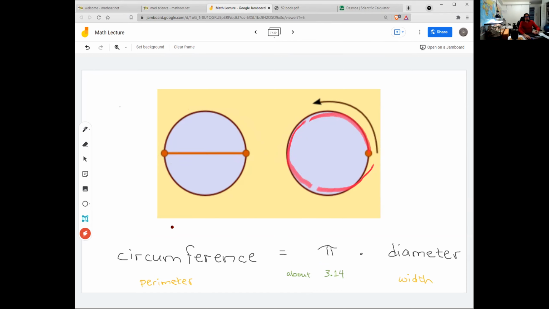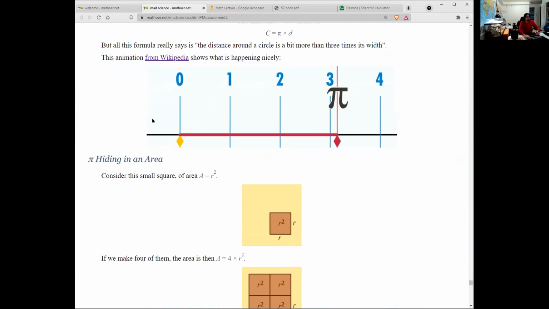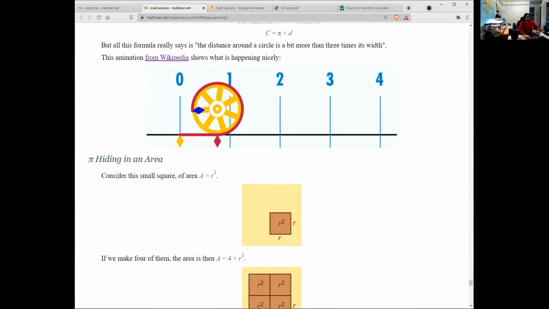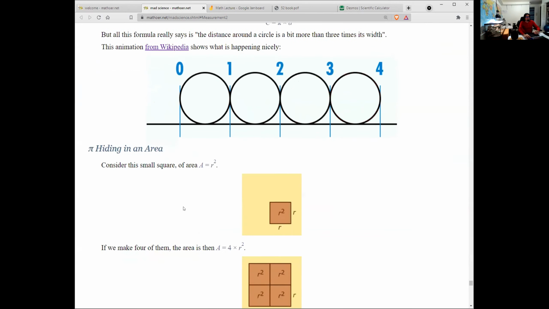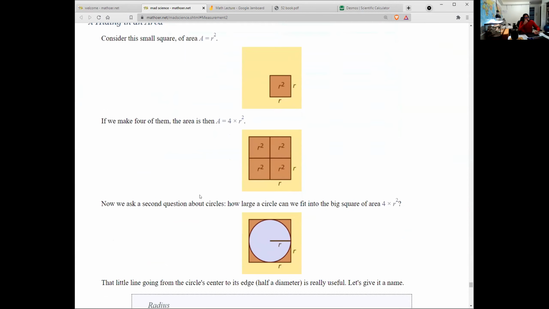Okay, so far? Okay, but now we do, and here you can see this nice animated thing of, look, let's take circles and unroll them, and it takes a little more than 3 of how wide the circle is to get there. Okay, now this page is the next one that's important.